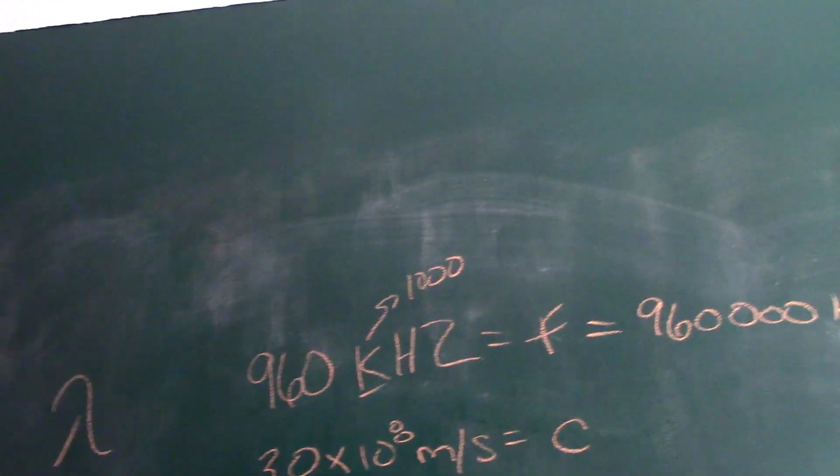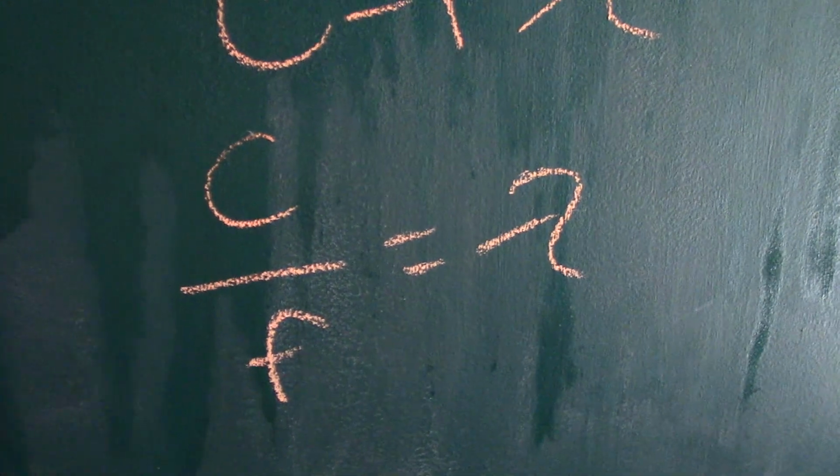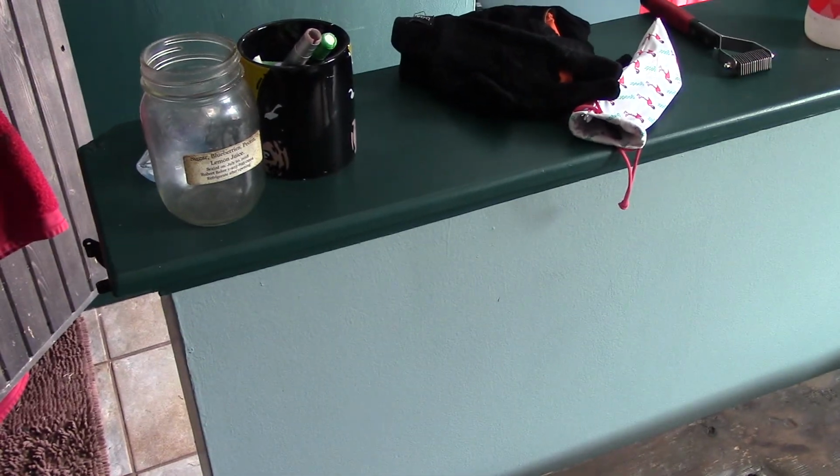So I can solve for wavelength now. I'm going to use the equation C equals F lambda, and I know that C over F equals lambda, and that will be my wavelength in meters. So I have 3.0 times 10 to the 8th meters per second, and then my hertz is 960,000. That's going to give me lambda in meters. So when I solve for that, I get 312.5 meters.